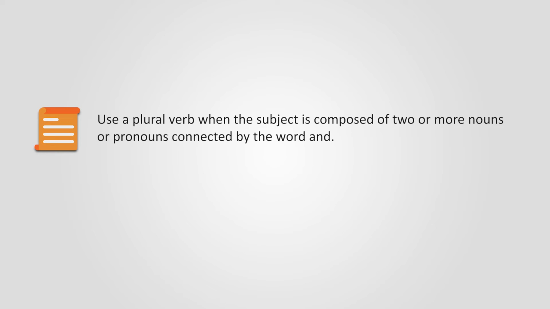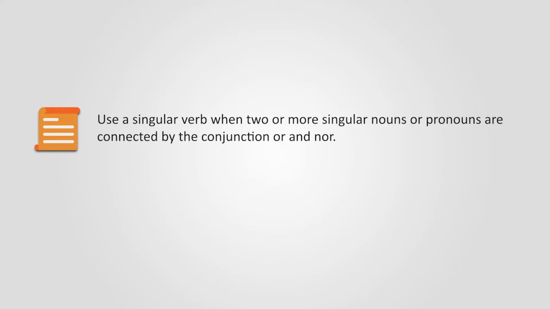First, use a plural verb when the subject is composed of two or more nouns and pronouns connected by the word and. Example, Anne and June are dancers. Second, use a singular verb when two or more singular nouns or pronouns are connected by the conjunction or and nor. Example, Sam or Larry is going to bake.